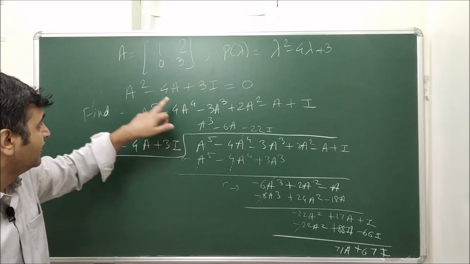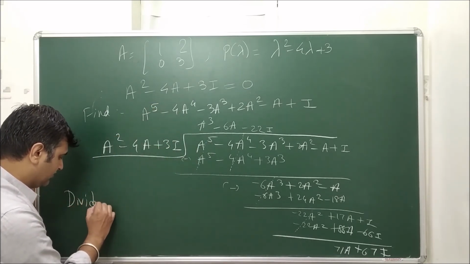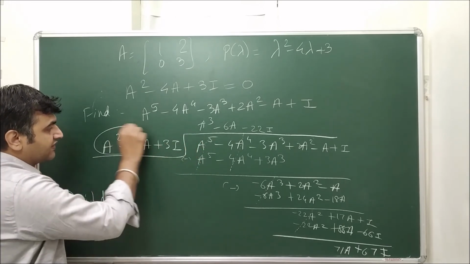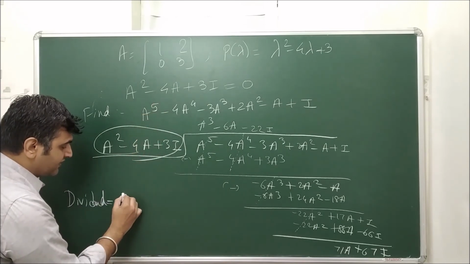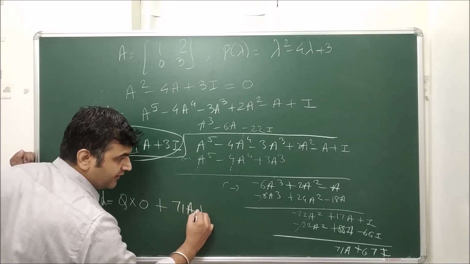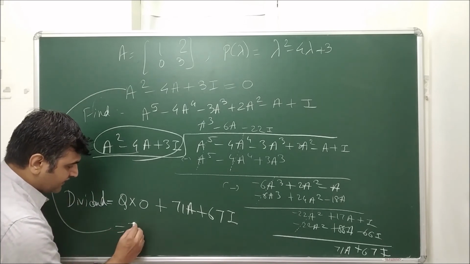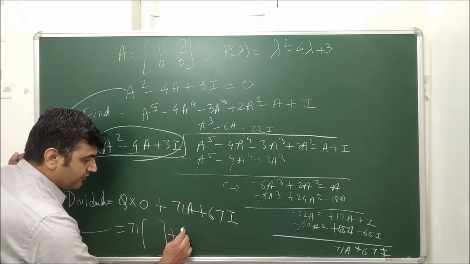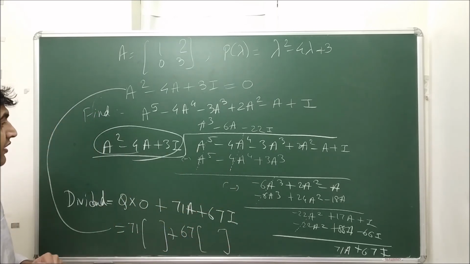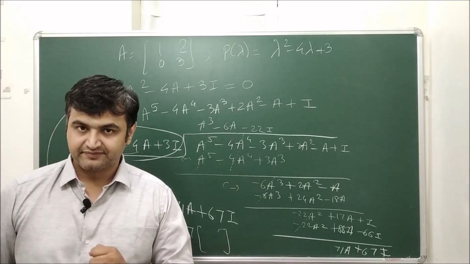This is a dividend, right? So your dividend, which is the given question, is equal to quotient into divisor. But I know that the divisor is equal to 0. So it is quotient into divisor, which is 0, plus the remainder 71A plus 67I. So this quantity is nothing but 71 times the A matrix plus 67 times the identity matrix. So you can use this division algorithm as well to find such a big expression.